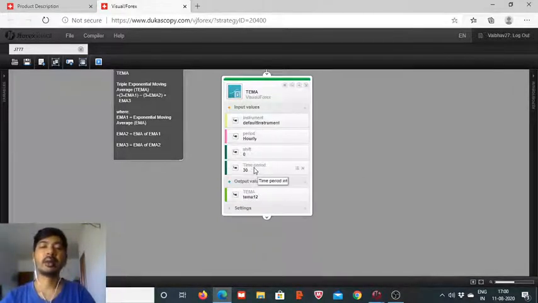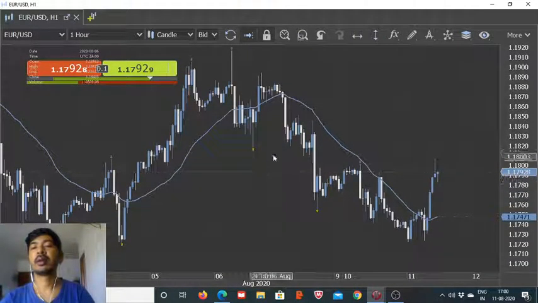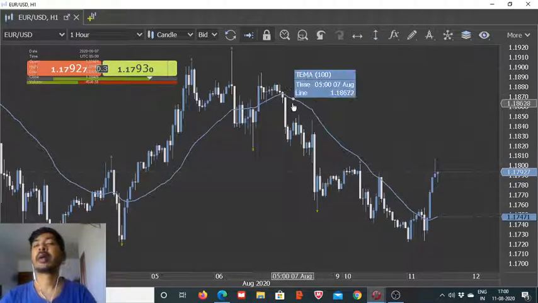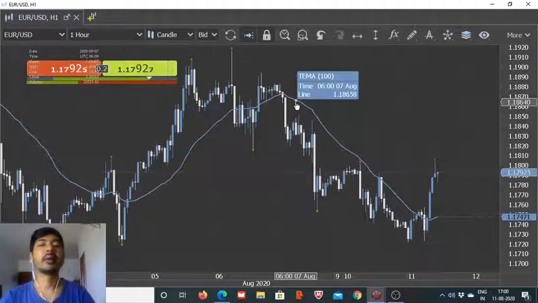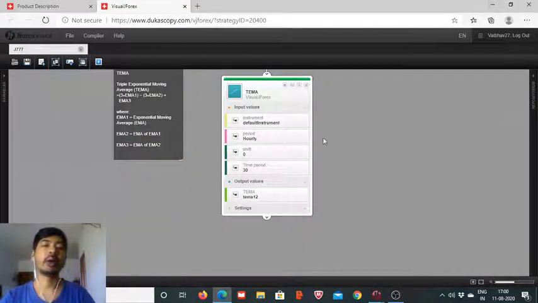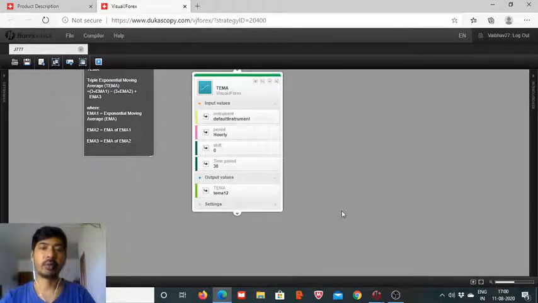And this parameter of the time period is the period of these candles here. If we are taking into account the 100 candlesticks, then we are doing the calculation for the TEMA on the 100 hours. So that's how it is. And you have to define this time period to a suitable value, whichever serves your purpose.